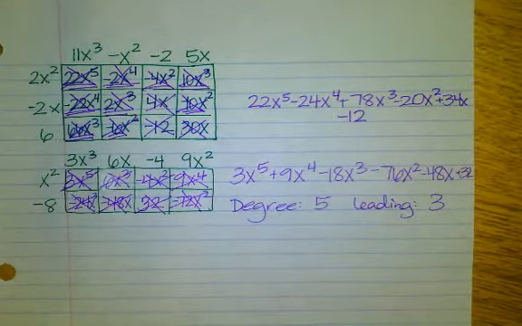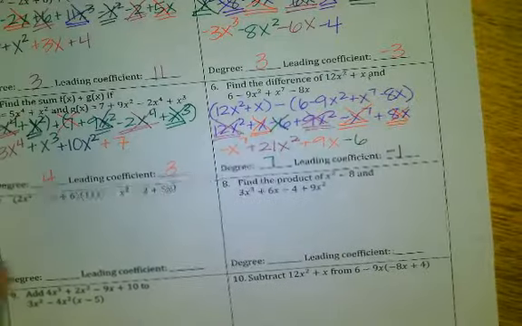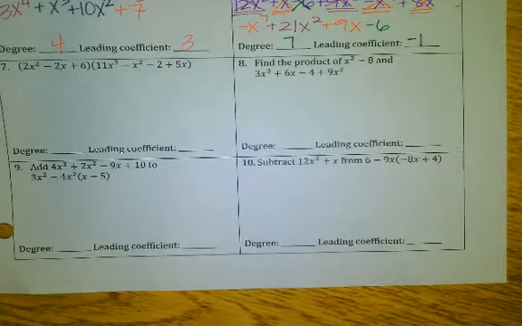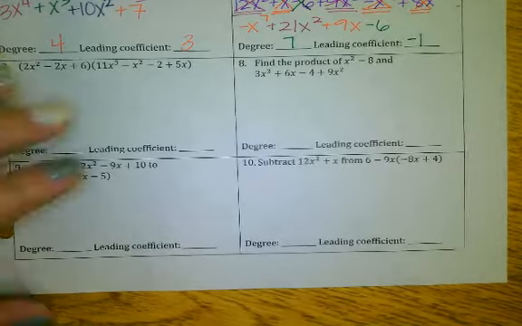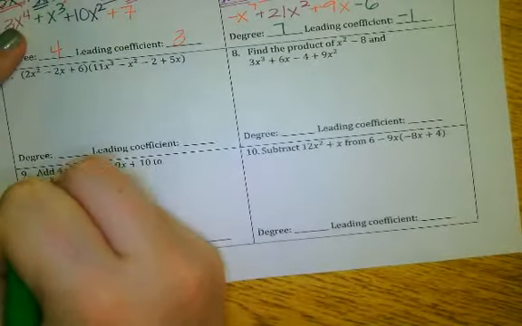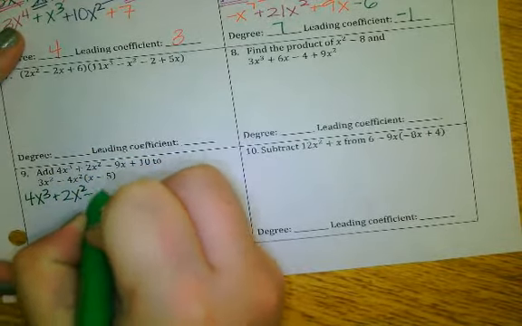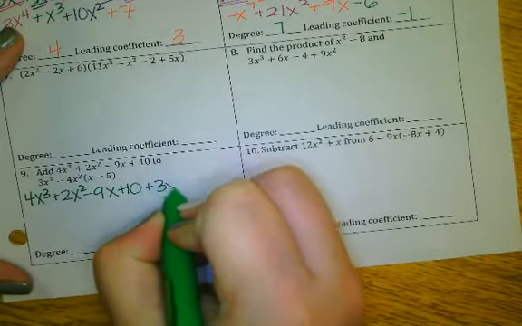Alright, the next one then said to add 4x cubed plus 2x squared minus 9x plus 10 to that polynomial. Okay, what are we going to have to do in that second polynomial? Distribute. Okay, you don't have to do a box method for this because you're just distributing one term. Okay, so I know I'm going to have 4x cubed plus 2x squared minus 9x plus 10 plus 3x squared, and now here's where I need to distribute.